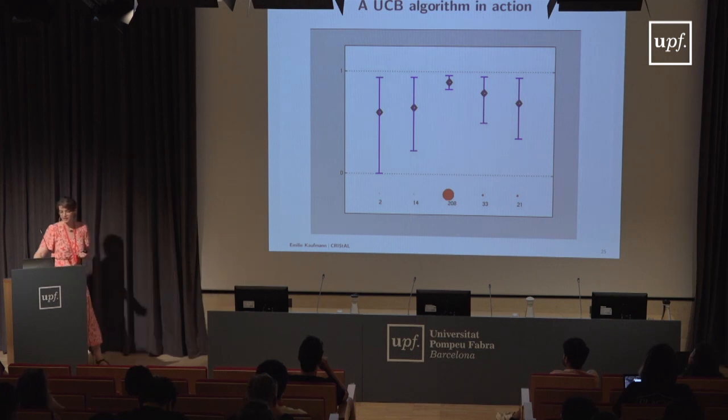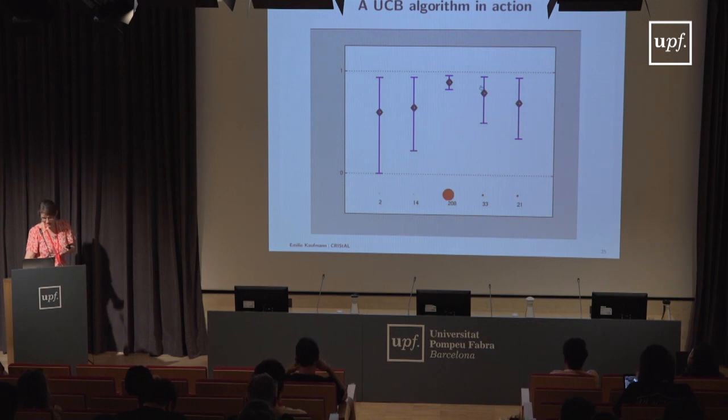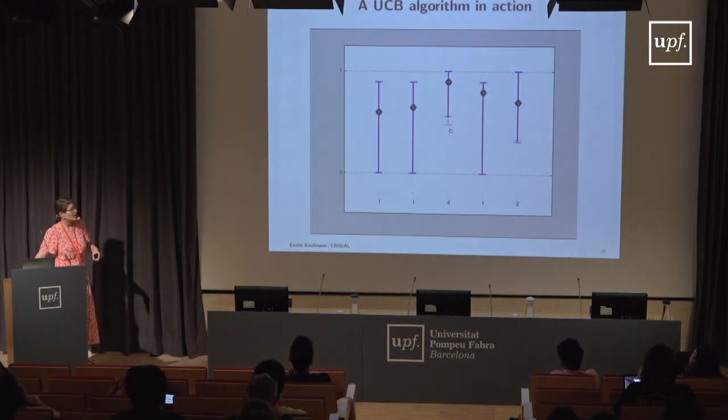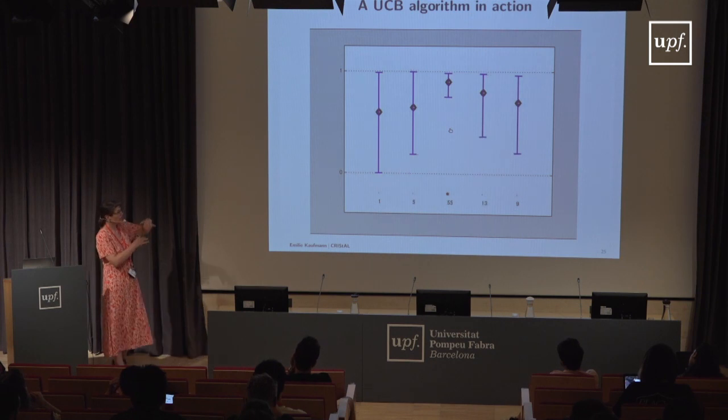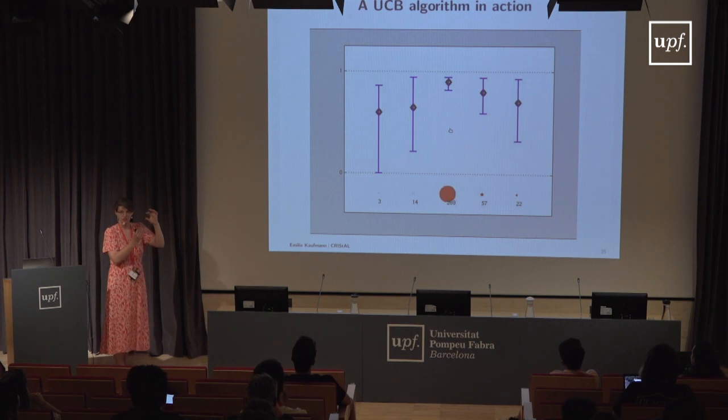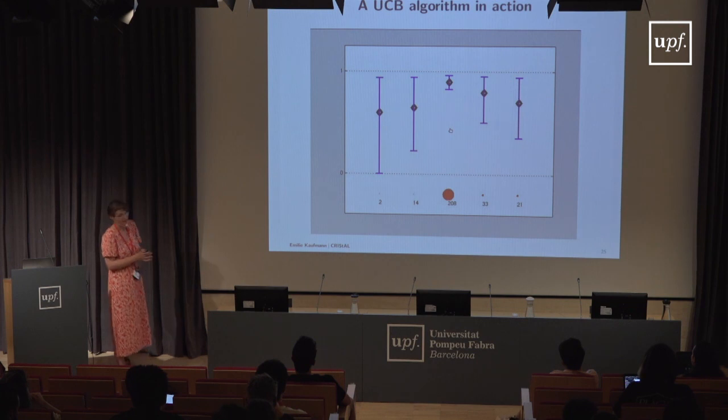So before digging into the analysis and understanding on the theoretical level why UCB can work, let's see how it works in practice. Here you have a little video showing how the UCBs evolve with time in a five-arm bandit. On the x-axis, you see how many times the arms were drawn. At the beginning, you have very wide confidence intervals for every arm. Then one arm starts to be drawn more and to have a very concentrated confidence interval, whereas the others remain wider.